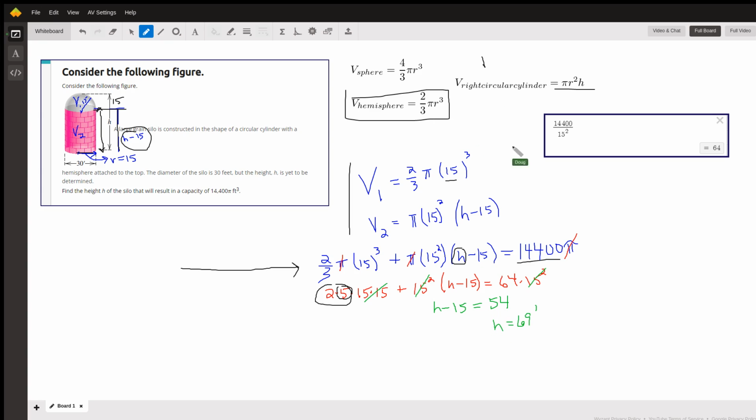H is 69 feet. Of course, there's other ways to solve this equation, but I definitely would divide every term by pi before trying to isolate h.